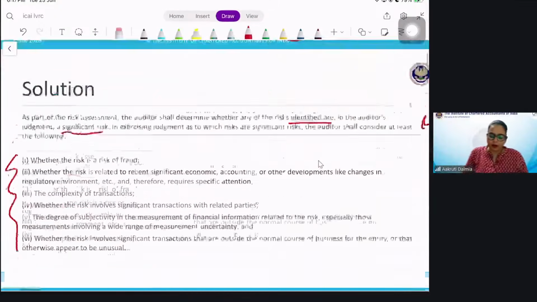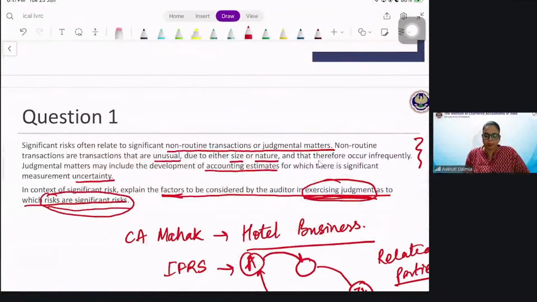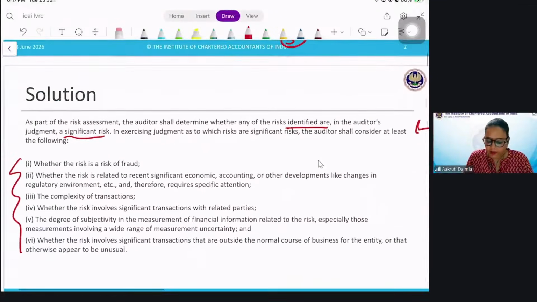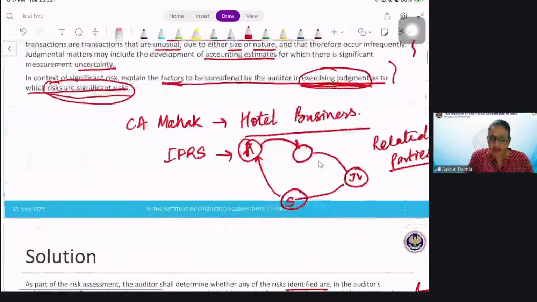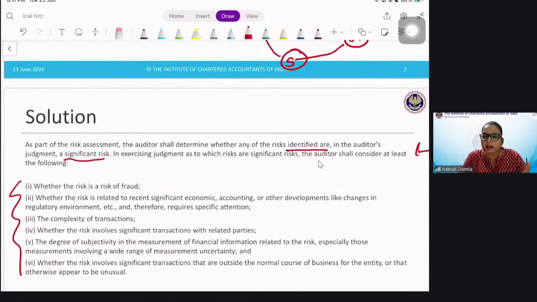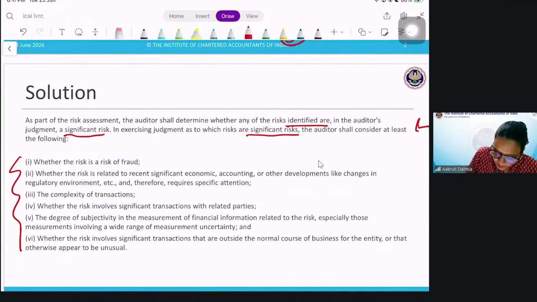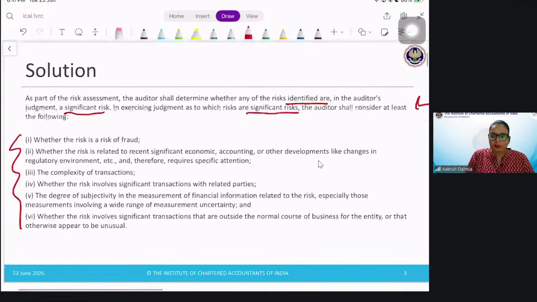So what have they used? They have used these points. ऊपर का ही आप points they have taken. So as a part of the risk assessment, the auditor shall determine whether any of the risks identified in the auditor's judgment is a significant risk. This point is written here. You are creating a momentum before the points start. In exercising judgment as to which risks are significant risks, the auditor shall consider at least. Of course, if you want to, you can give the SA 315 reference also. Not a problem. So these points we have discussed.